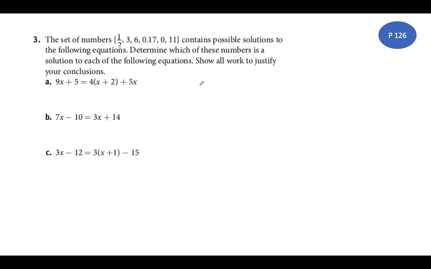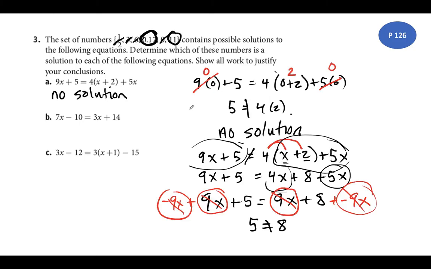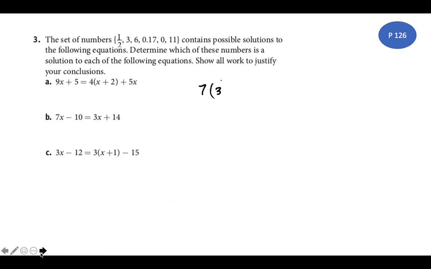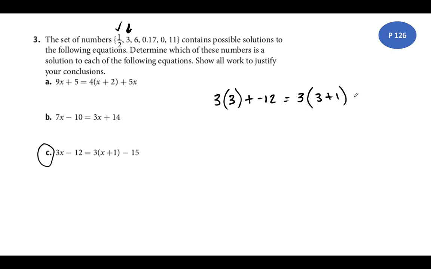Let's try 3. What if I did 7? Oops, that's the wrong one. That's very interesting. These are not very professional, are they? All right. We're doing the last problem. So I'm going to try 3 as a solution. Even though we know that 1/2 totally works in here, I just want to check 3 real quick. So I'm going to substitute 3 for x. And I'm going to substitute 3 for x on the other side.